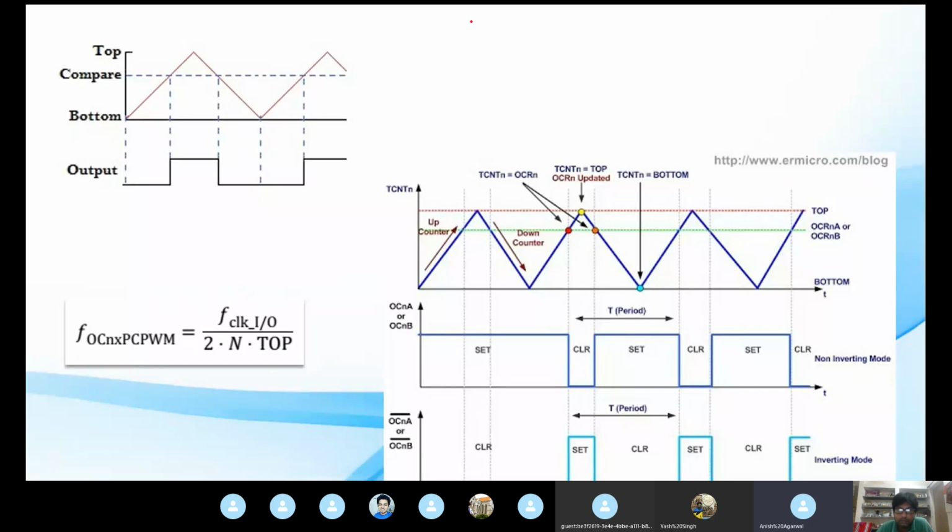So it will start from 0 and count till 100. Then it will count back from 100 to 0. So you can see the total time it takes is 200. I told you that if the clock frequency is 1000, the microcontroller can count up to 1000 in 1 second. So here the top is 100, and from 100 it will count back to 0.